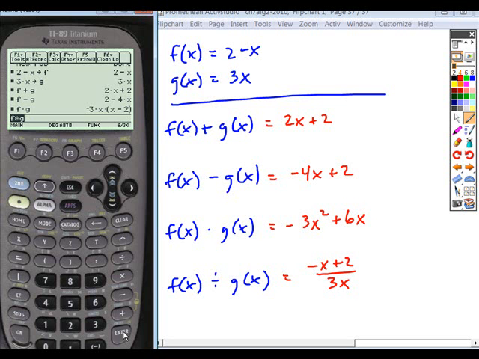Now, if you are using the calculators on your computers, storing it as a variable might be pretty easy because you do know you can use your keyboard, right? So if you could just type F, then plus G, it might be easier to do it that way than to type in the y1 of x, y2 of x each time.